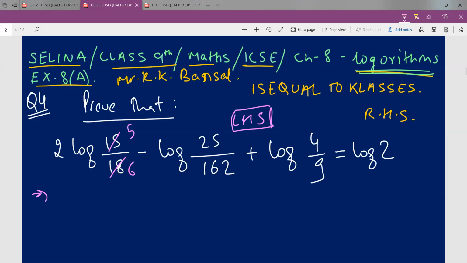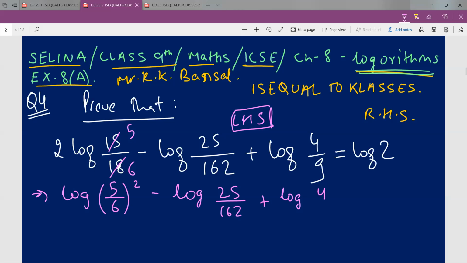So therefore, 2 log 5 divided by 6, I could write it as log of 5 by 6 whole square. I'll leave the rest as it is, plus log of 4 divided by 9 is equal to log of 2. I'll leave the RHS as it is because we have to calculate LHS and make sure it is equal to RHS. So no need to touch RHS. Now 5 upon 6 whole square is equal to 5 square divided by 6 square, which will be equal to 25 divided by 36.